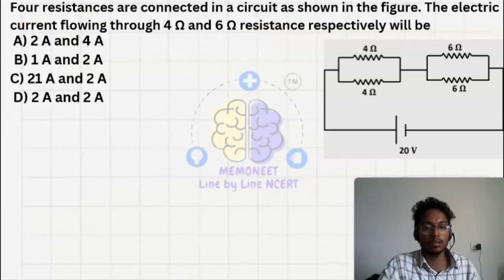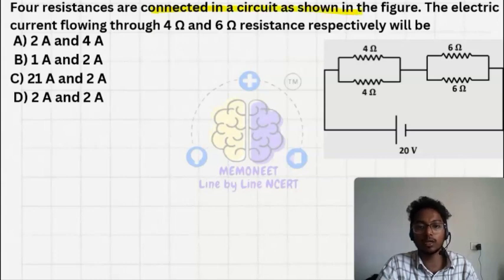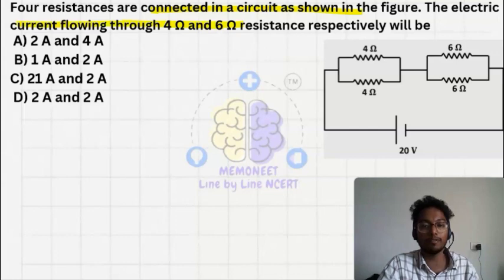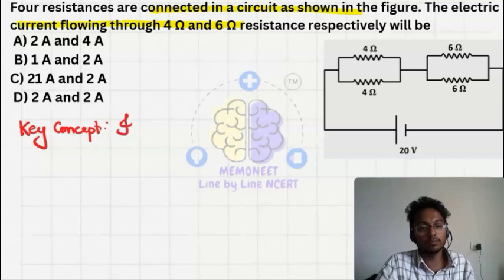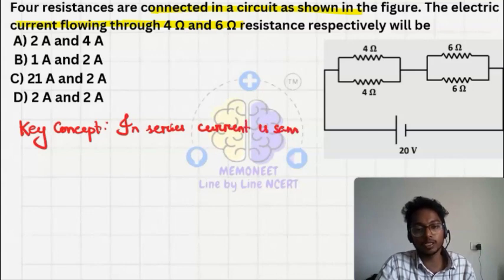Okay, here the question says that 4 resistors are connected in a circuit as shown in the figure. The electric current flowing through 4 ohm and 6 ohm resistance respectively will be. Let's discuss the key concept here. We know that in series, current is the same for resistors. It will not divide. Voltage divides.